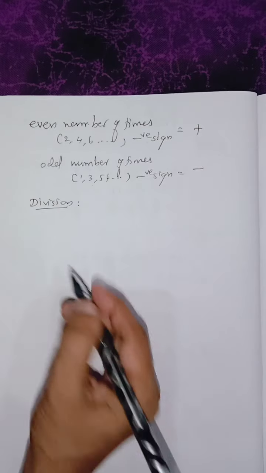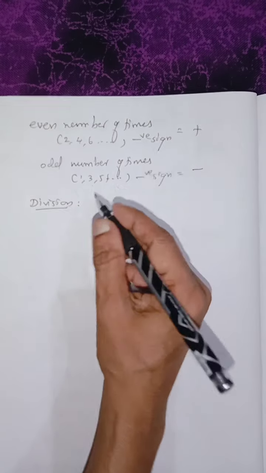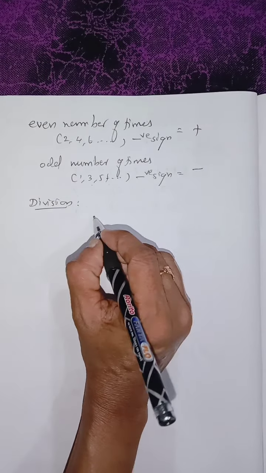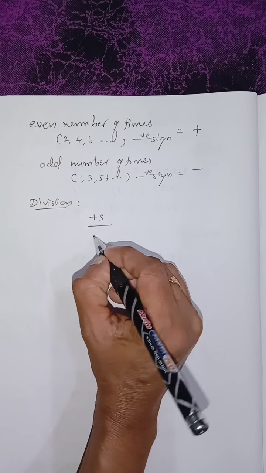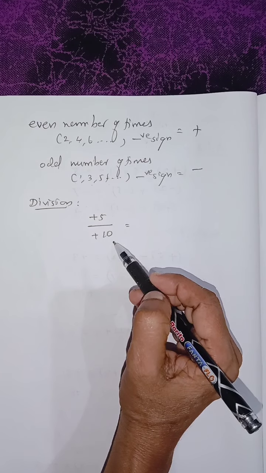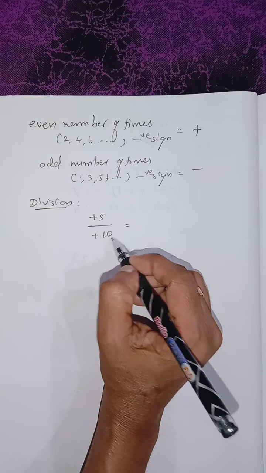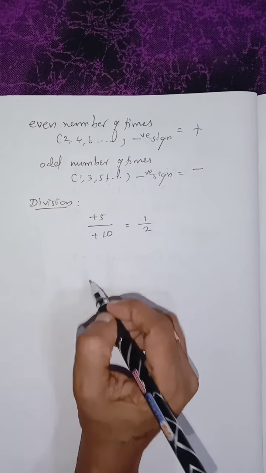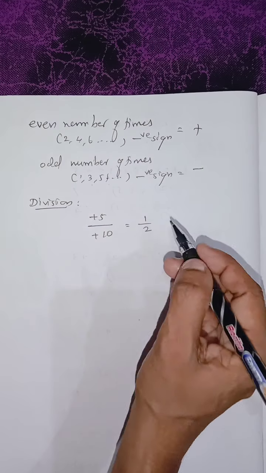Division of integers. For example, if I am taking both positive, numerator is a positive number and denominator is also a positive number. For example, positive 5 divided by positive 10. The answer is 5 by 10. It is 1 by 2. Clear? So the sign is positive.